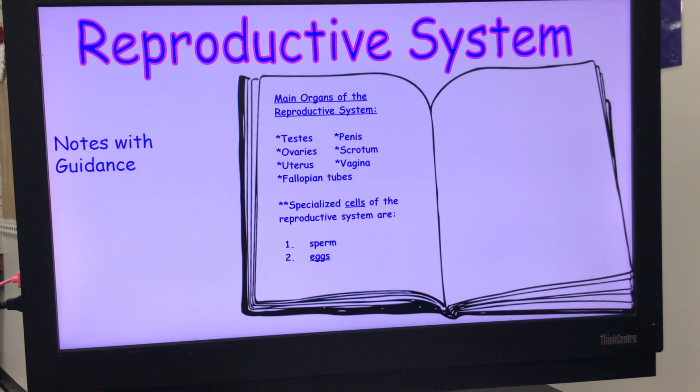For your notes entry, write main organs of the reproductive system on the top of your page. You will list out testes, ovaries, uterus, fallopian tubes, penis, scrotum, vagina. The specialized cells of the reproductive system are sperm and eggs. Feel free to press pause if you need extra time.